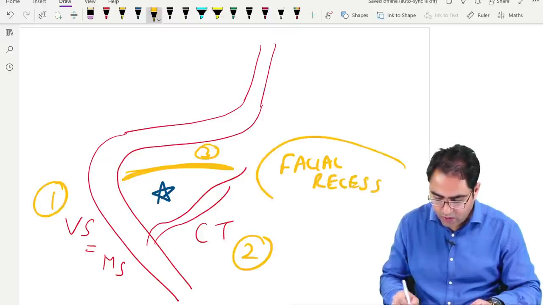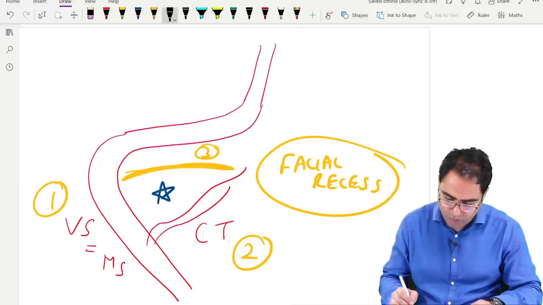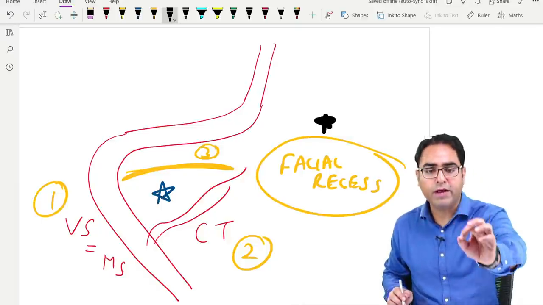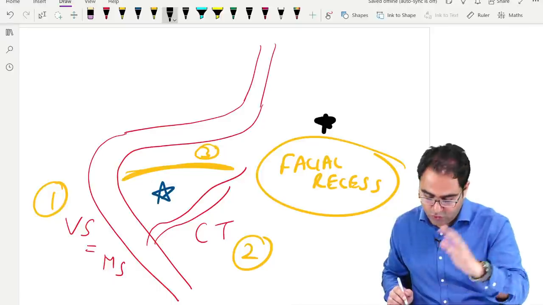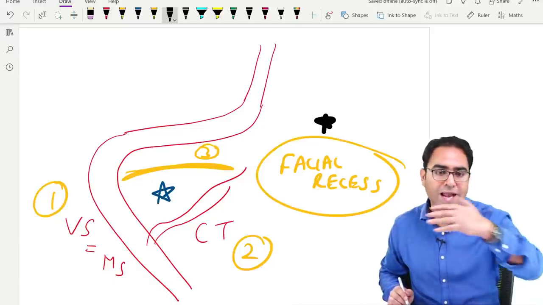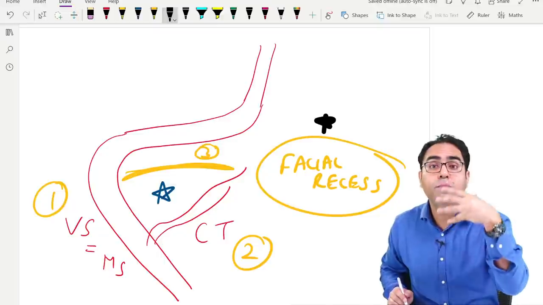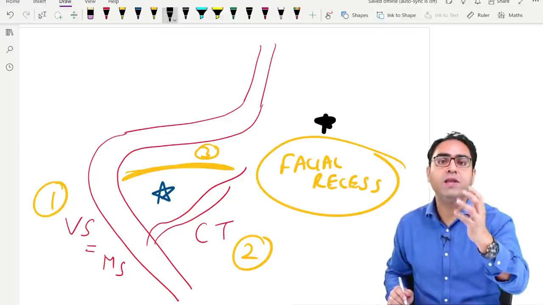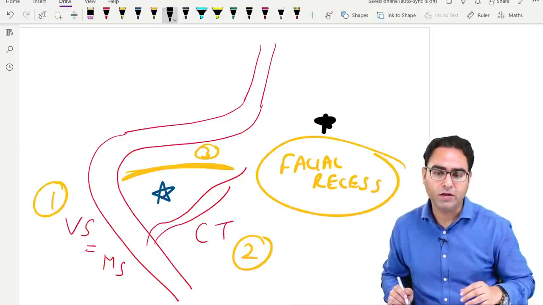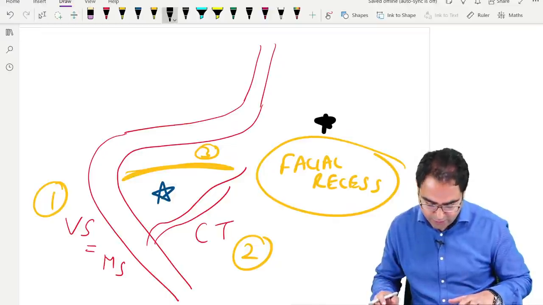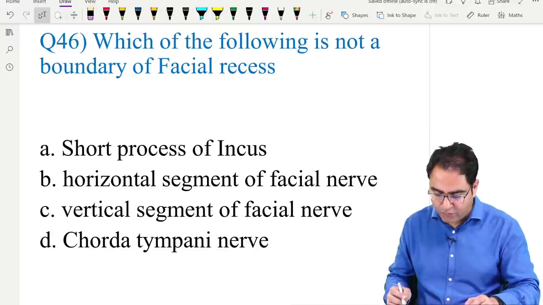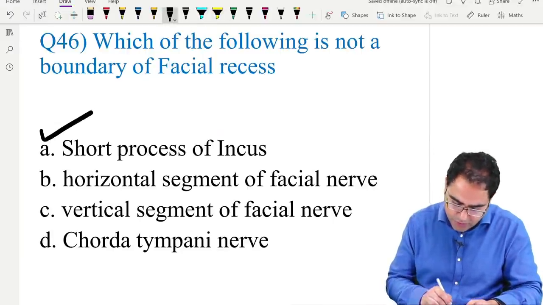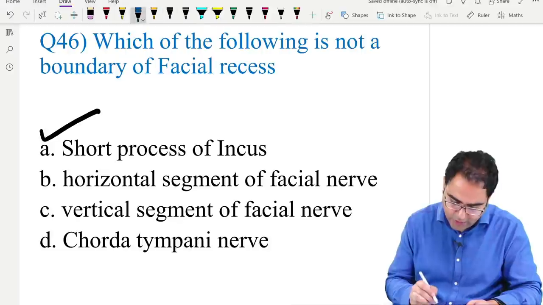Okay. Now, number one boundary is very clear, beta. Number one boundary is the vertical segment or mastoid segment of the facial nerve. The second boundary is the chorda tympani nerve. The upper boundary, the yellow boundary, the third boundary, is the short process of incus or fossa incudis, beta. Okay, fine. Now, let us see. Which of the following is not a boundary of the facial recess? Short process of incus, yes, also called fossa incudis.